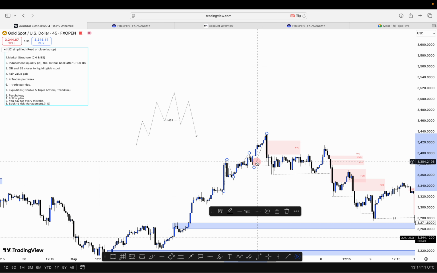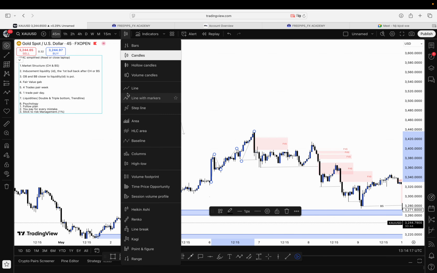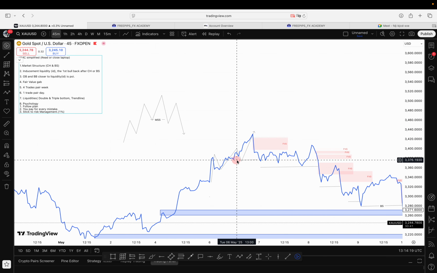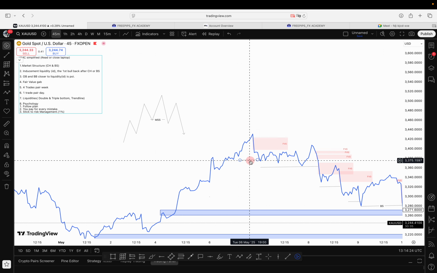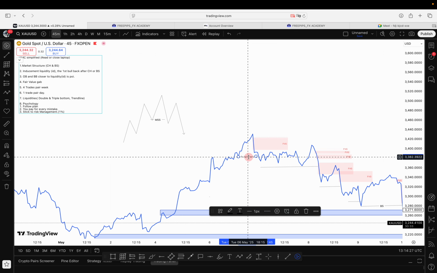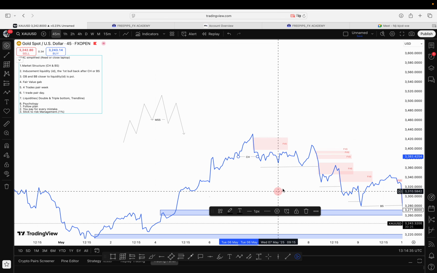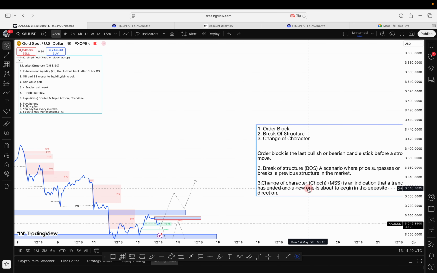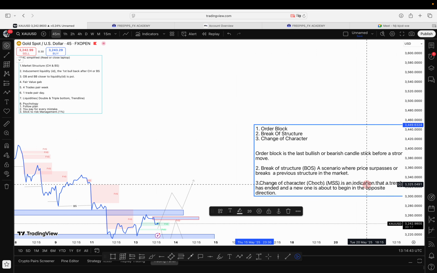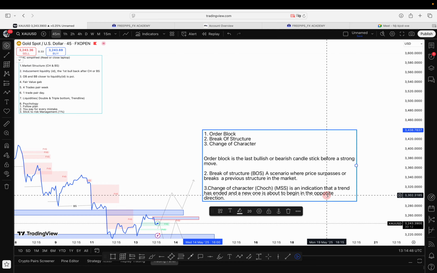Same thing has happened here. If you are struggling to see, I convert it to a line chart. You see, we had a low here, and now price has taken it. That is a change of character. Change of character, per the definition, is an indication that a trend has ended and a new one is about to begin in the opposite direction.